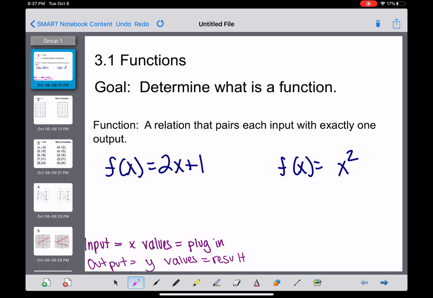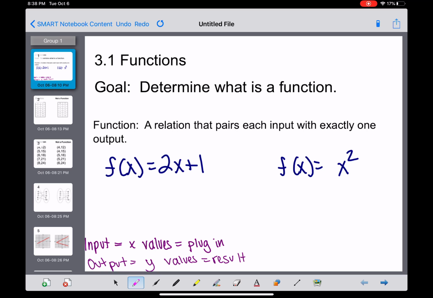We're going to be starting a whole new unit, and it is called functions. Our goal at the end of this lesson today is to determine if a relation is a function or not. A relation is just a set of numbers with inputs and outputs. So a function is defined by a set of numbers or relation where each input has exactly one output.